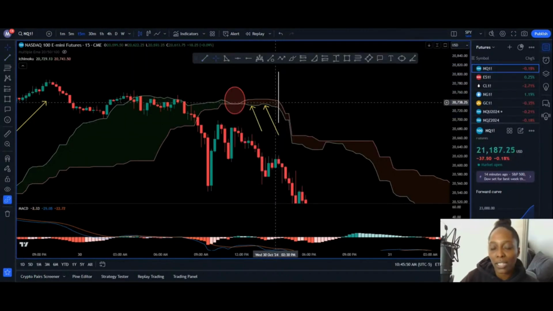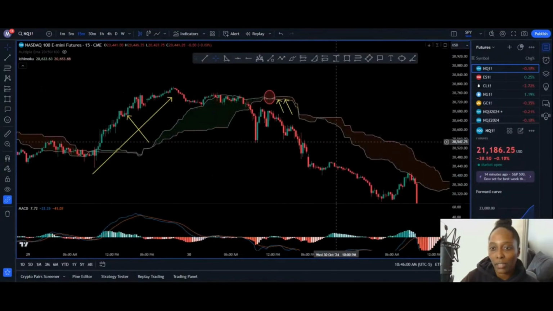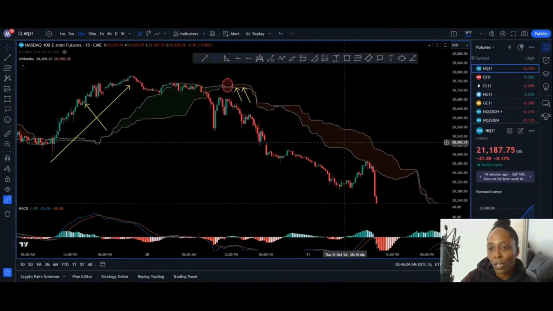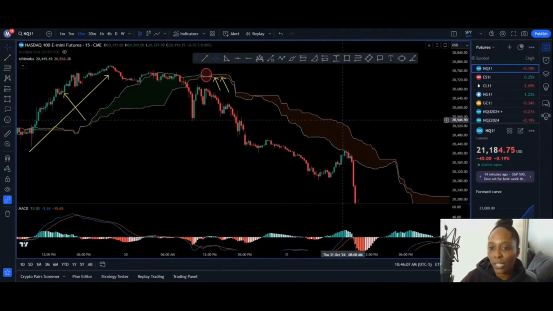You'll see both of the lines at the same time cross to the downside. And that will let you know that the momentum is there and that we are still going to go lower. And then look what happens. We get further and further away from the cloud. The cloud starts to open up. It lets us know that the trend is continuing.